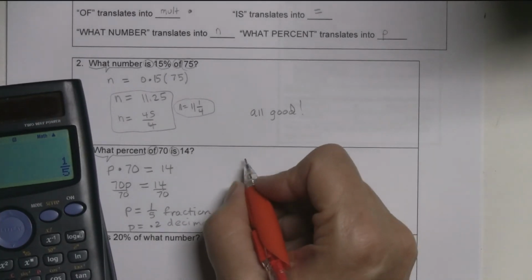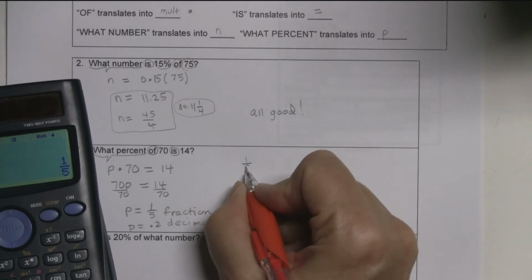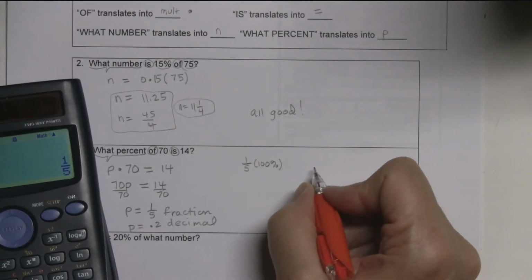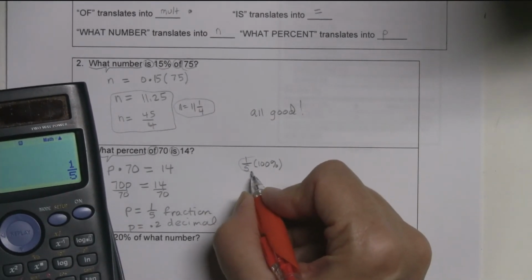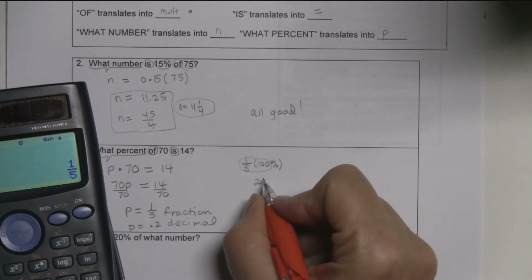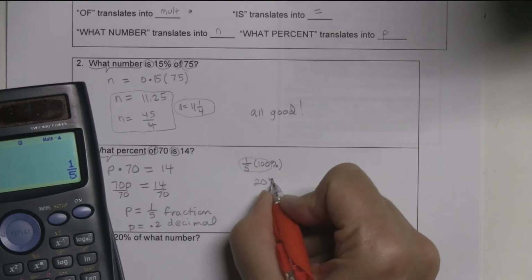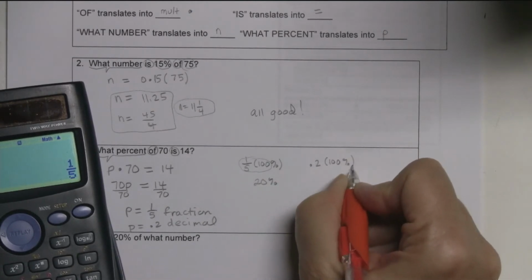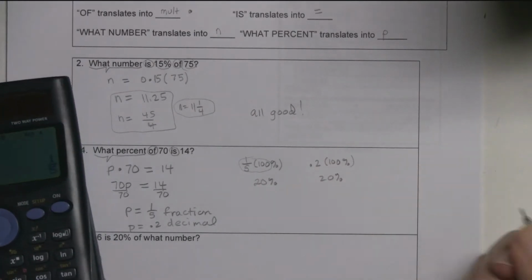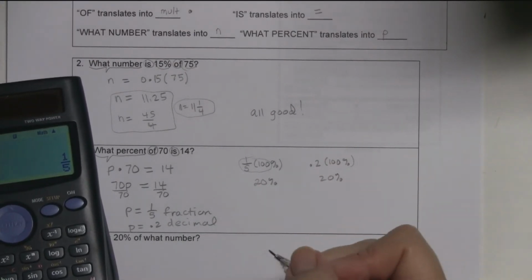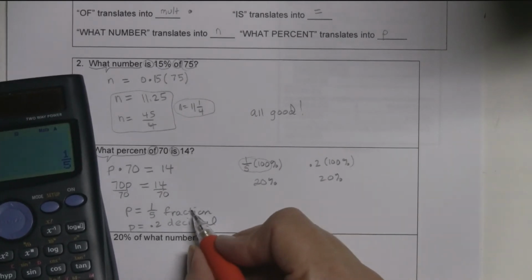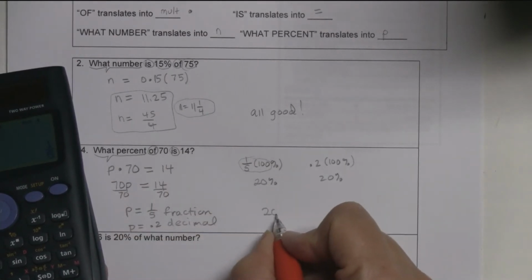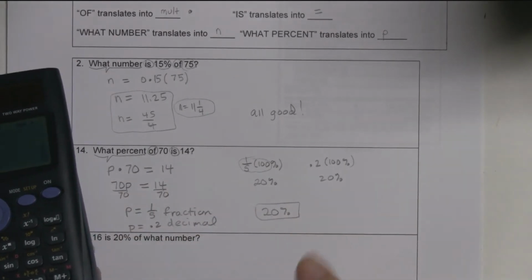How you convert to a percent is you simply multiply by 100%, and that will convert to a percent. So if I take 1/5 and multiply it by 100%, I get 20%. And if I take 0.2 and multiply it by 100%, I get 20%. So it doesn't matter which one you have, but you want it written not as a fraction, not as a decimal, but as a percent, because they asked you what percent. So the answer would be 20%. And so we did a lovely job on that.